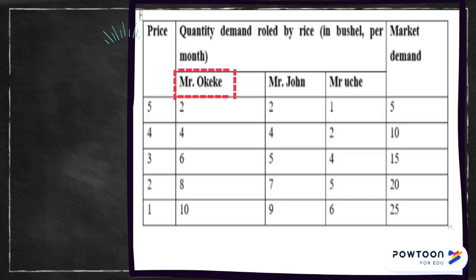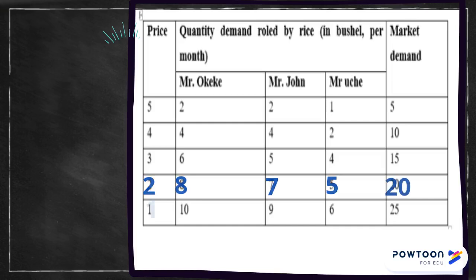Mr. Okeke will demand 2 bushels, and Mr. John will demand 2 bushels, while Mr. Uche will demand 1 bushel, and the market demand will be 5. When the price is 4 naira, Mr. Okeke will demand 4 bushels. When the price is 2 naira, Mr. Okeke will demand 8 bushels, Mr. John, 7 bushels, Mr. Uche, 5 bushels. Market demand 20.